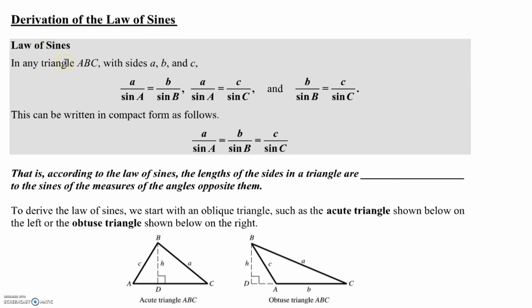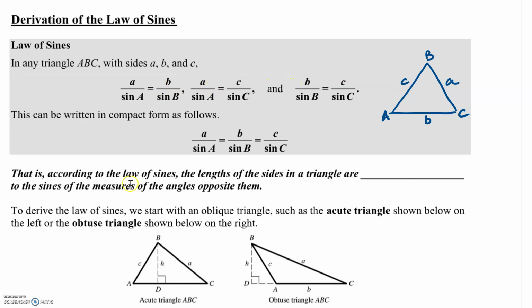So in any triangle ABC, again, none of the angles need to be 90 degrees. With sides little b, little c, so I'm just going to put the little a across from the big A, the little b across from the big B, and the little c across from the big C. We have that a over sine of angle A is equal to b over sine of angle B, or you can also have it equal to c over sine of C. So you actually have three different choices here.